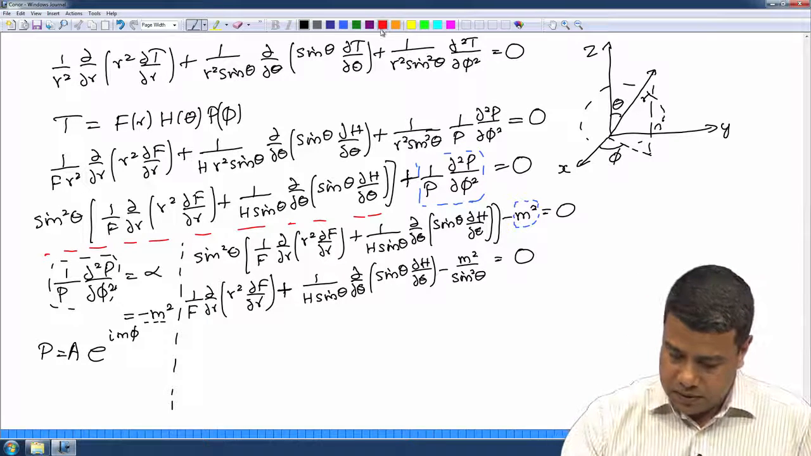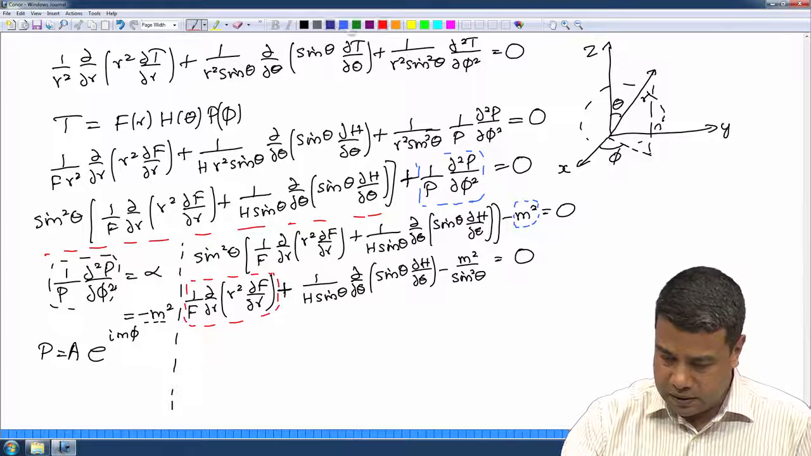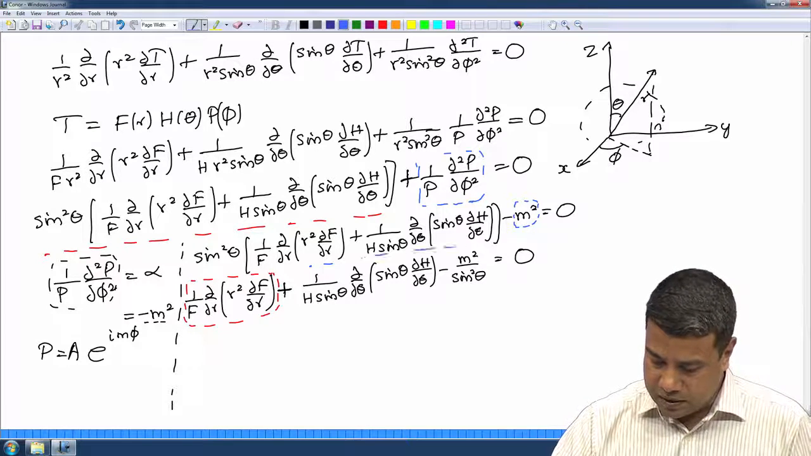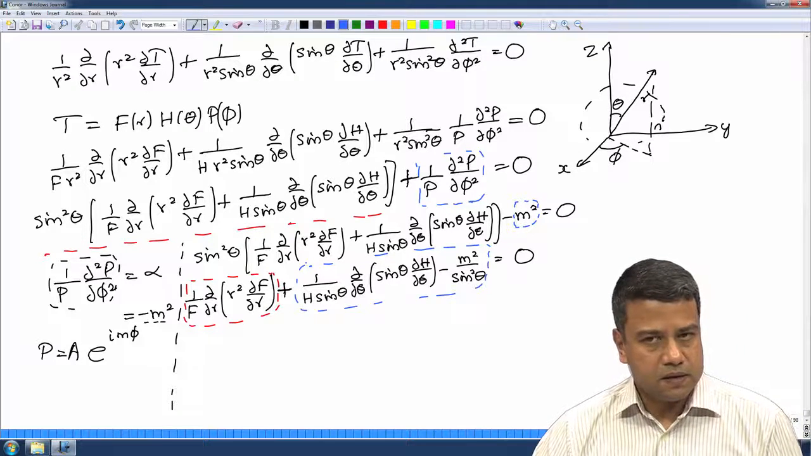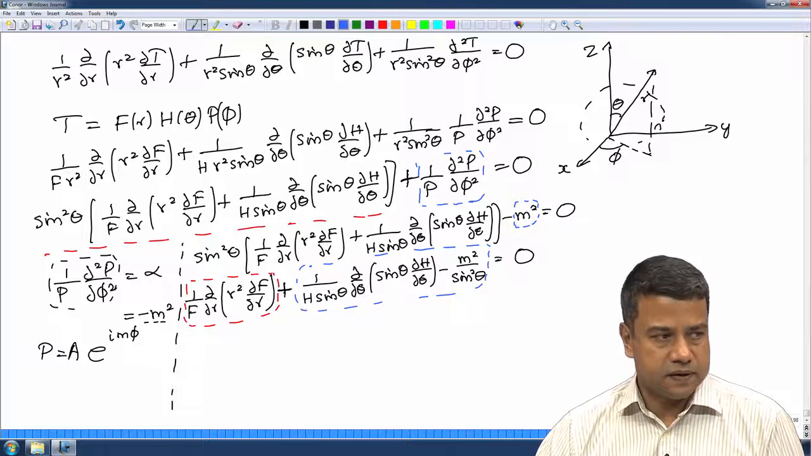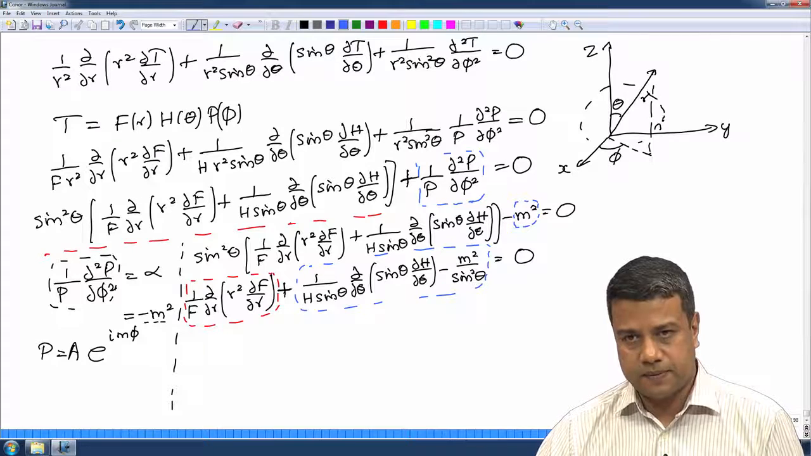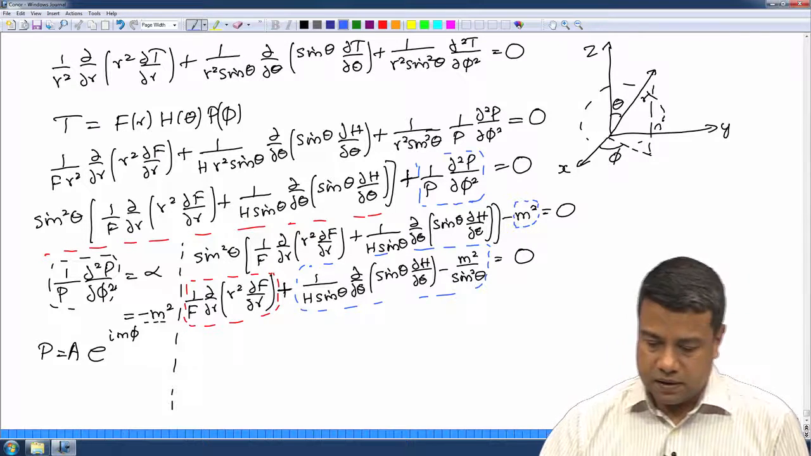Now in this equation, this first term is only a function of r and these two terms are only a function of theta. Therefore, each of these individually has to be equal to a constant. What constant should it be? Let us first look at the theta equation.